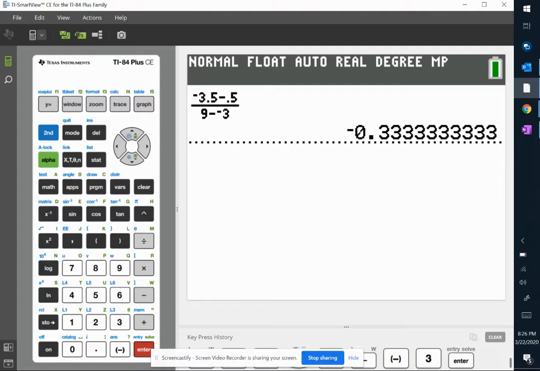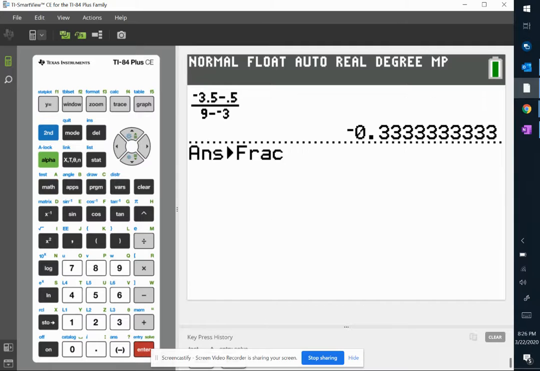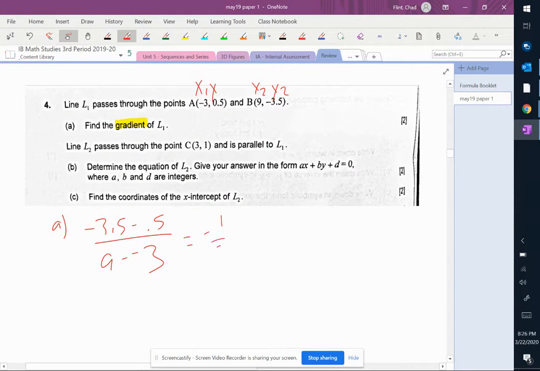Now, that's obviously not a slope that I want. I can turn that back into a fraction by going math, and then that first option is going to give me a fraction. Negative 1/3. So there's my gradient. B says determine the equation of L2, which is parallel. So parallel means the same slope. That means we're going to use that negative 1/3 slope and pass through this point.